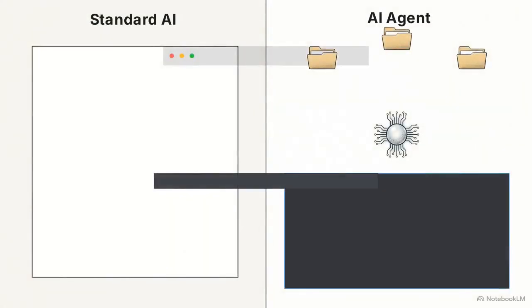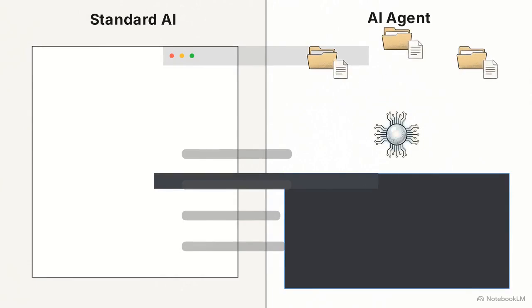An AI agent differs from a standard text generator because it acts as an extension of your file system. While a normal AI simply outputs text into a window, an agent has the permissions to read your directories, write new files, and run system commands.